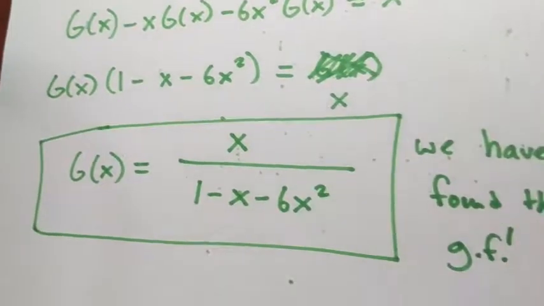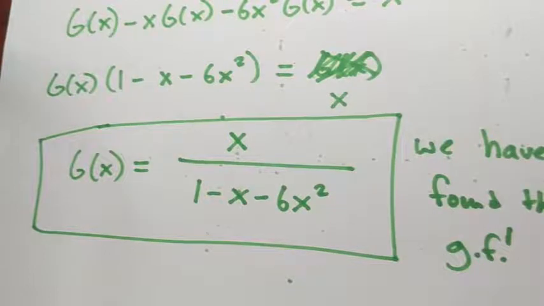However, there's something unsatisfying about saying we found the generating function, because the reason we wanted the generating function was so we could know what the terms were. And this doesn't tell us what the terms of the sequence are. We're going to need to do a little bit of calculus to do that. And so actually I'll start that in the next video.